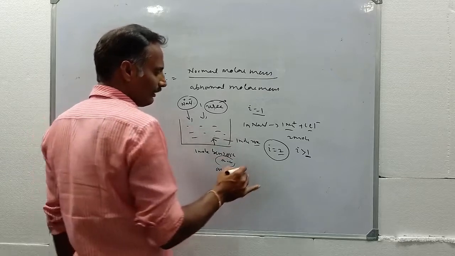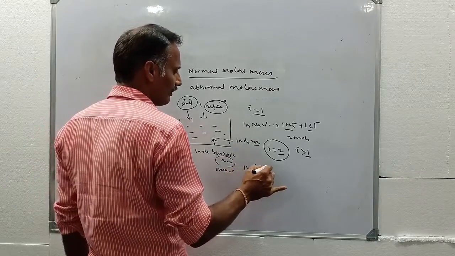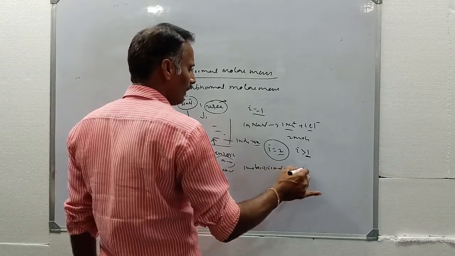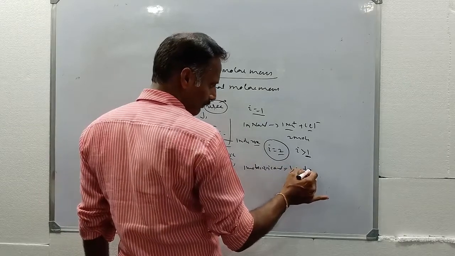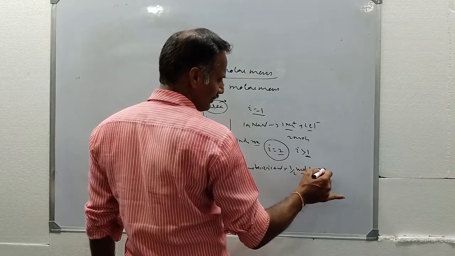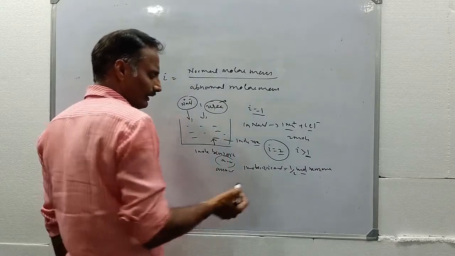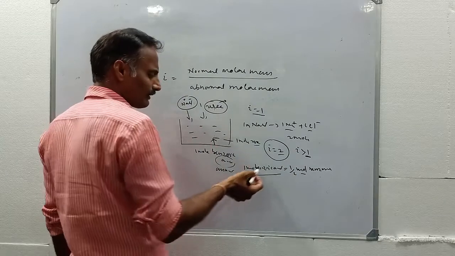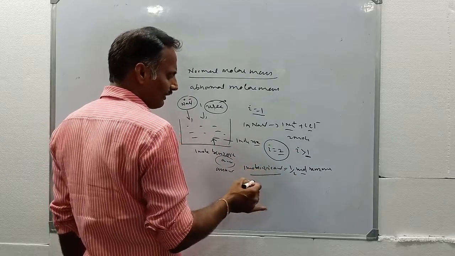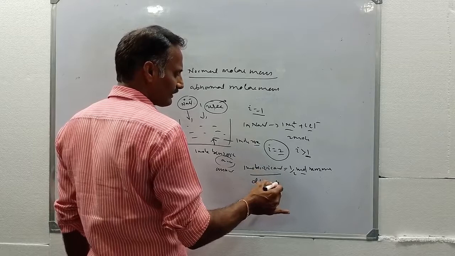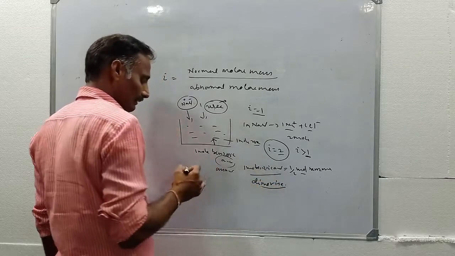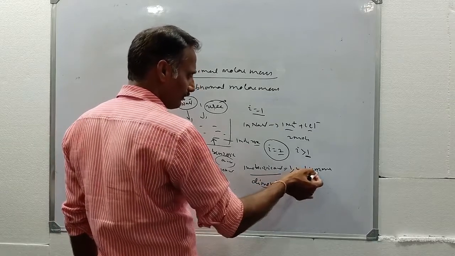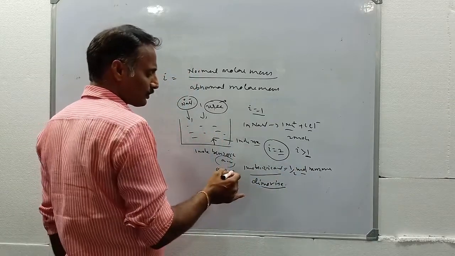No association. If you are adding 1 mole of benzoic acid into solution here, you will get half mole of benzoic acid molecules in solution. Here you are adding 1 mole of benzoic acid, but the solution phase contains only half mole. Nothing but these benzoic acid molecules undergo dimerization. Dimerize means they are held by hydrogen bonds. That's why you will get half of the molecules in solution phase. This is called association.